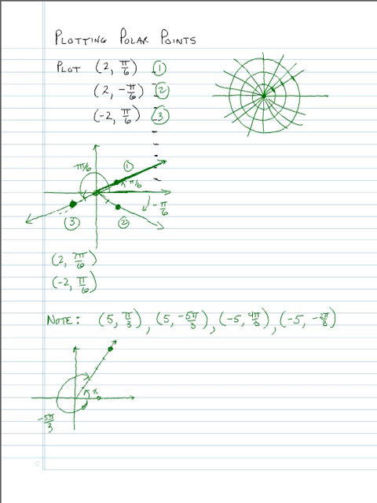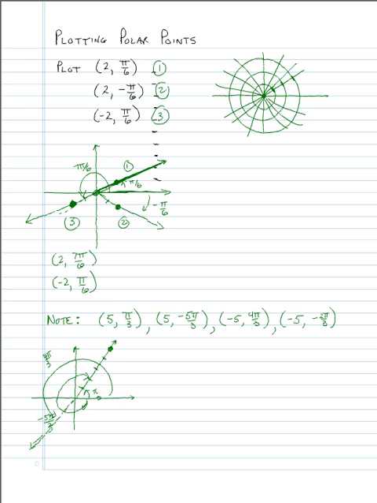Now, on the other hand, the angle 4 pi over 3 ends up being right here. Say the angle 4 pi over 3 would put us right there. That's 4 pi over 3. So if we think about that angle, but our r value is negative 5, that means we don't go in the direction of that angle, we go in the opposite direction, 5 units, so that puts us right back to this position.